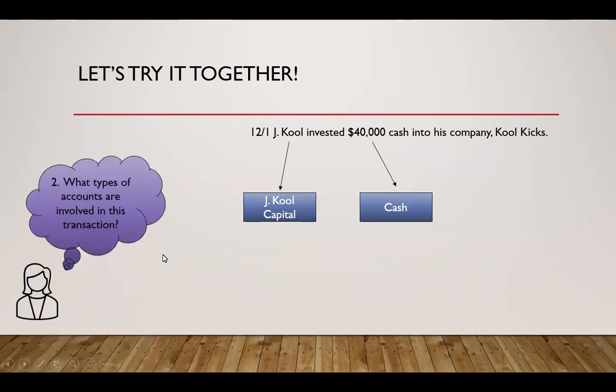What types of accounts are involved in this transaction? So J. Cool falls into the equity category, specifically capital. And that's going to be important for my next question when I have to determine the normal balance. Cash, well, cash is an asset. Keep in mind that assets are resources that we own or control.